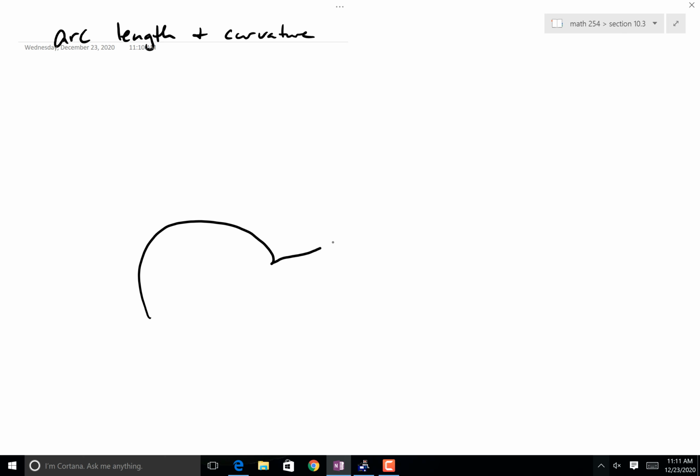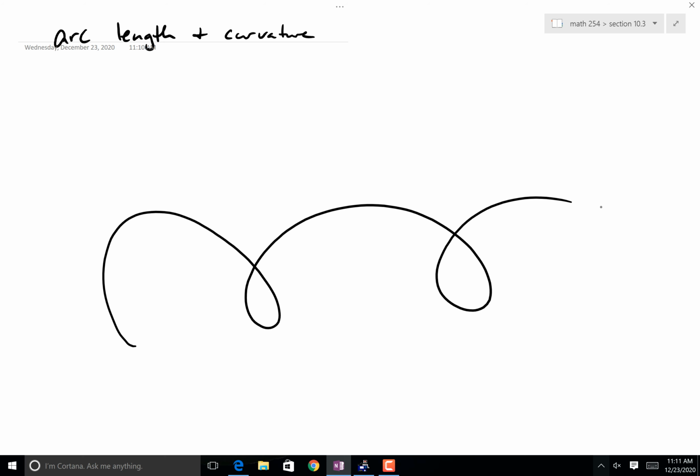A space curve doesn't have to be curved, by the way. It could be a straight line. It could be whatever it wanted to be. In fact, let's say you're starting from here and going to here, well, what are you doing?